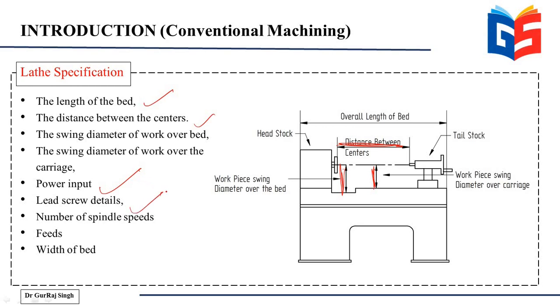Now we all know that the lead screw is a very important component of the lathe on which the carriage moves. Then the number of spindles that we have, the different feed combinations that we can provide, and the width of the bed, the base. So these are the specifications that you need to take into account whenever you're planning to maybe procure a lathe machine for your workshop.